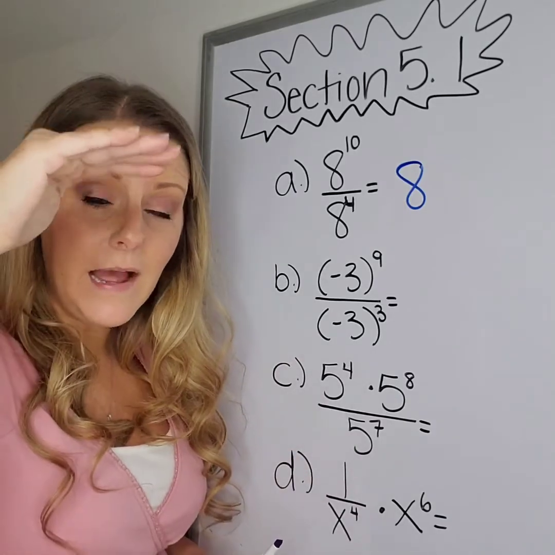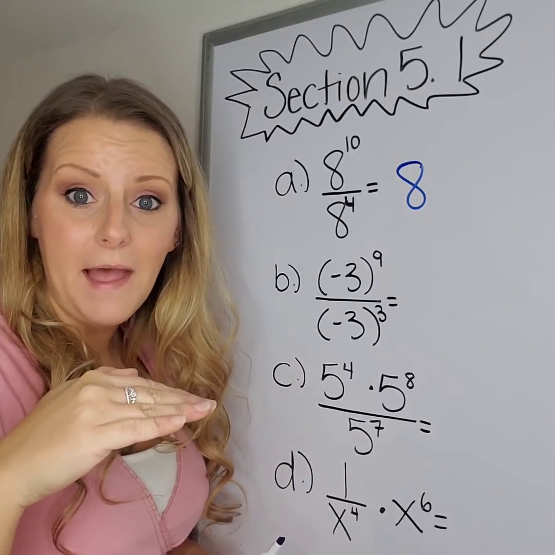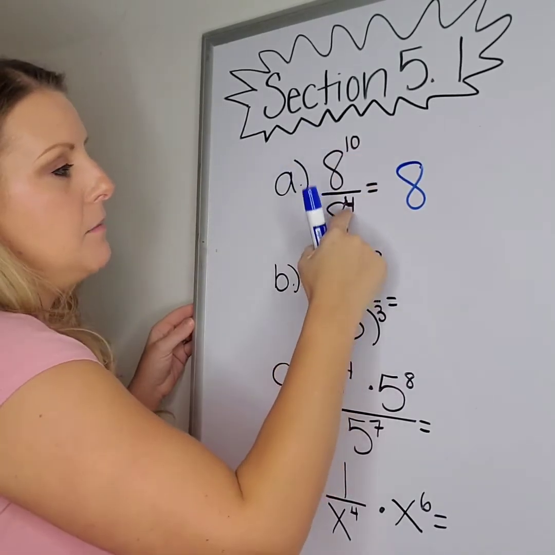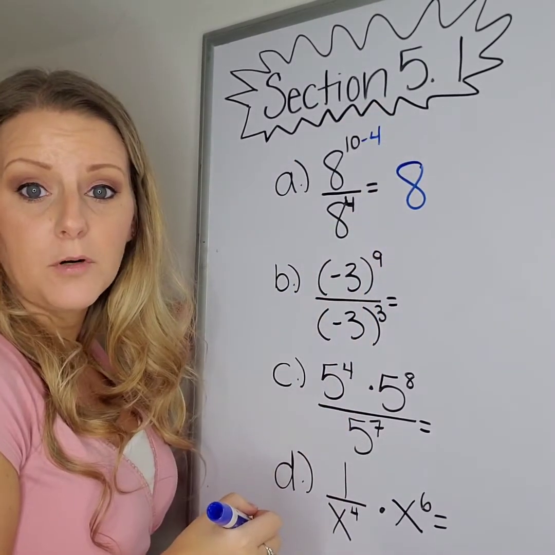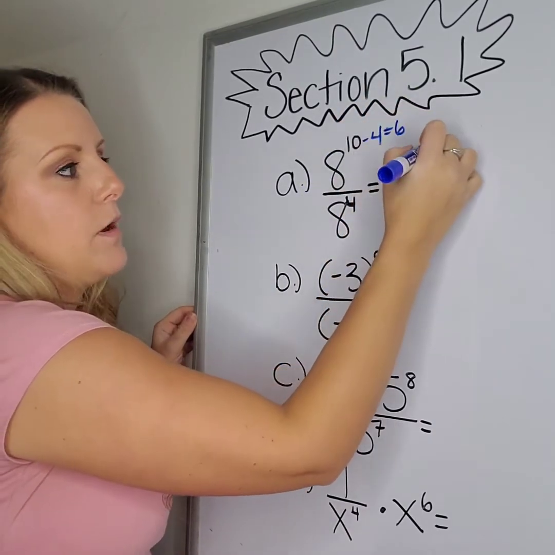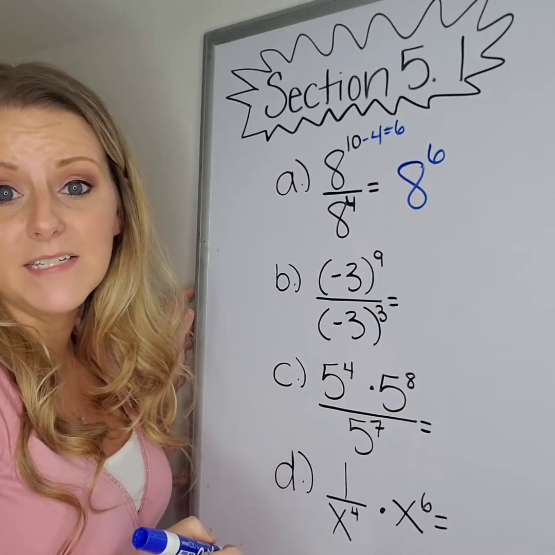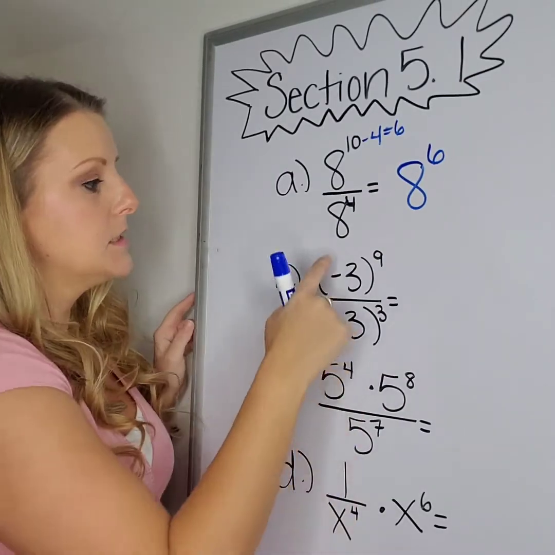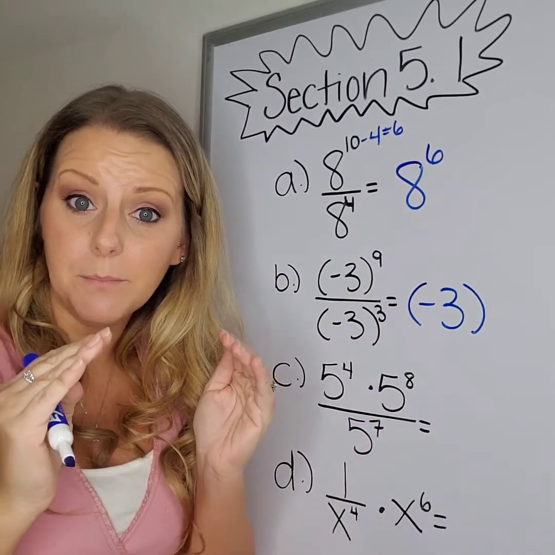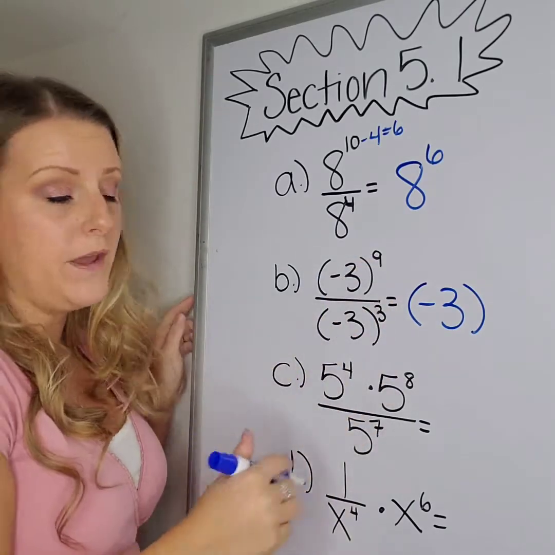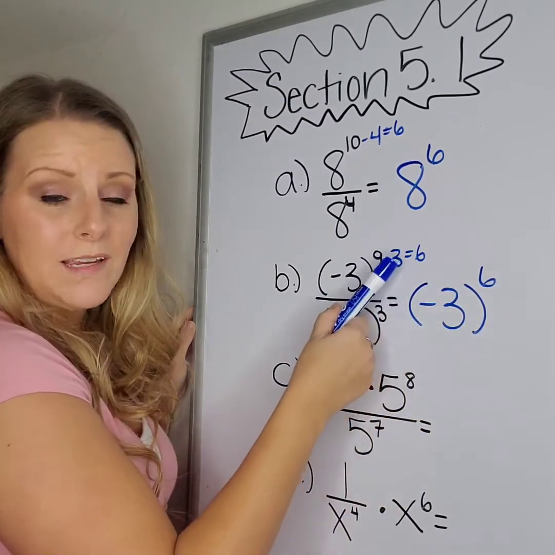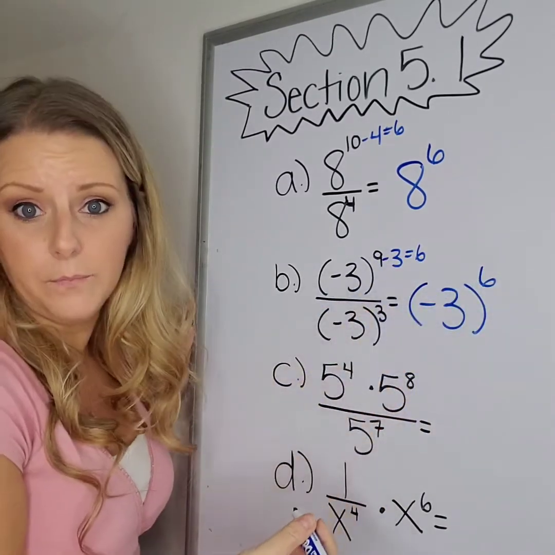So now we have one on top and one on the bottom. What do you think we're going to do instead of add? We're going to subtract, okay? So we're going to do 10 minus 4. So I like to write 10 minus 4 so I remember what I'm doing. 10 minus 4 is 6. So we keep the base of 8 and the new power is 6. It's that simple. Same thing here. We have negative 3. That's okay. We learned anytime we have a negative, we keep it wrapped up in the parentheses. And 9 take away 3. 9 take away 3 is 6. So this is what you're doing, but you can just do it in your head. You don't have to write it out, okay?